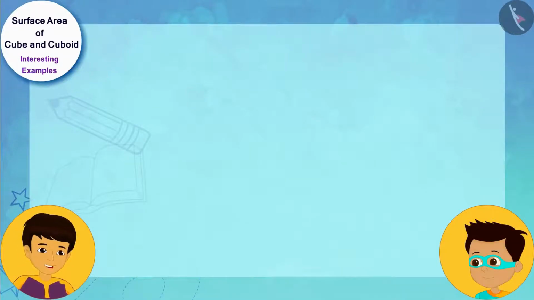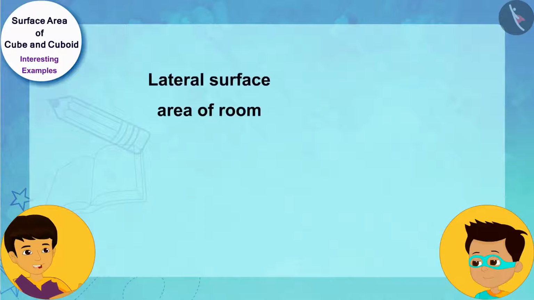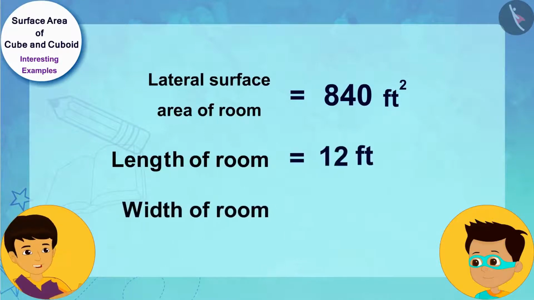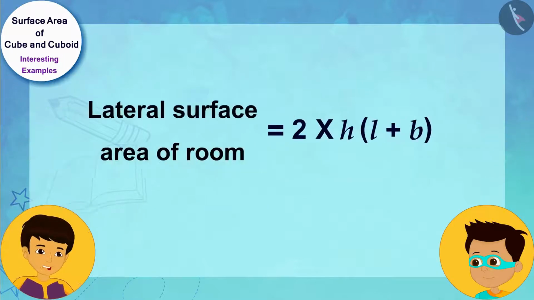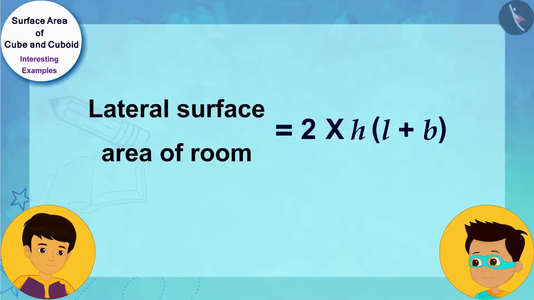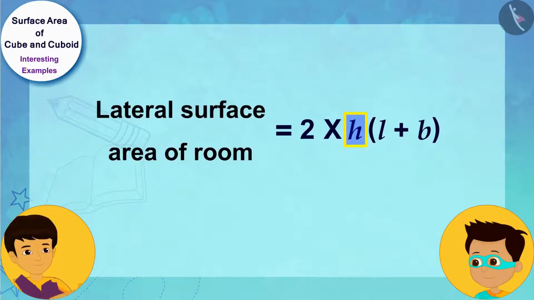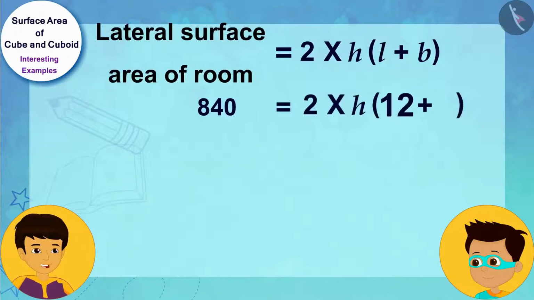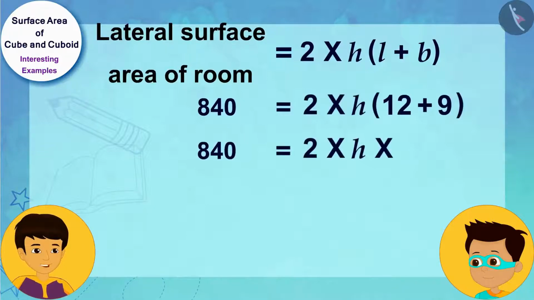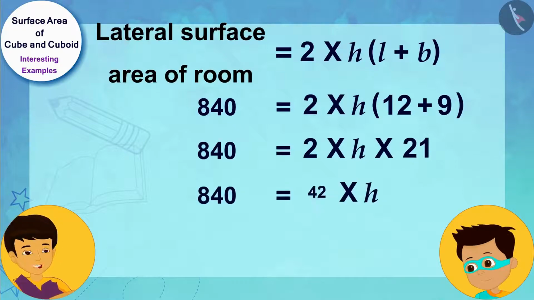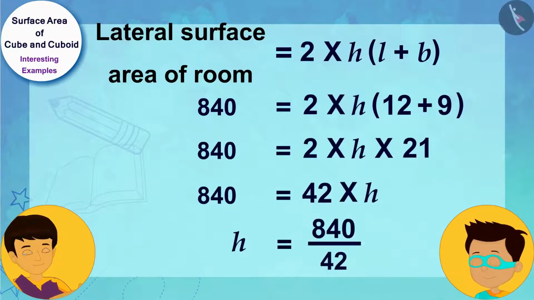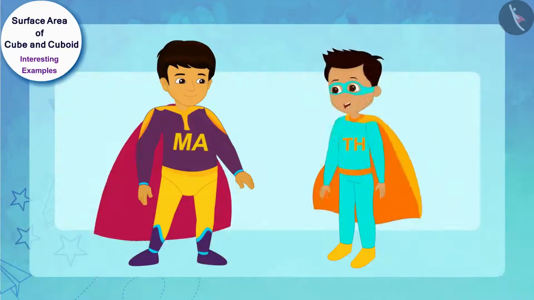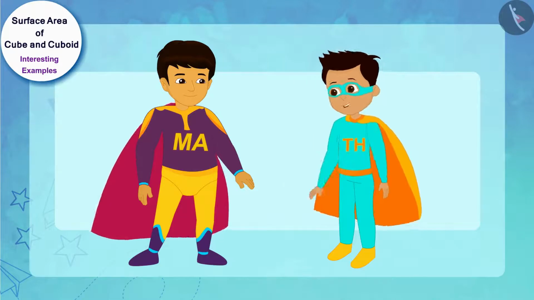Hey wow, now it has become very easy. We know the lateral surface area of the room and its length and width are also known. Now we can easily find the height of this room using the formula of the lateral surface area of the cuboid. After solving it in this way, we came to know that the height of the room is 20 feet. Wow! It is really very high.